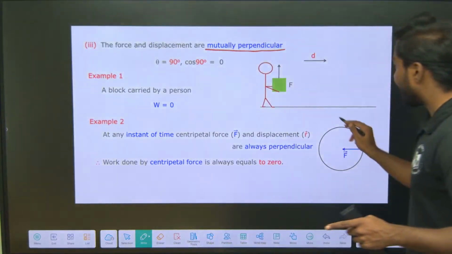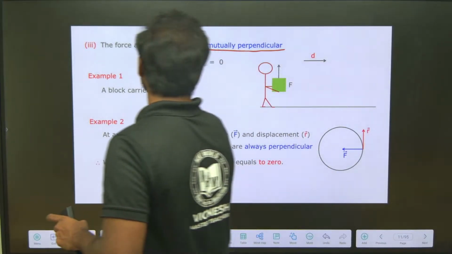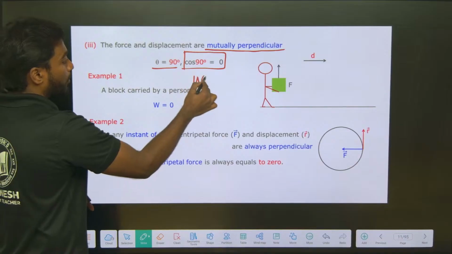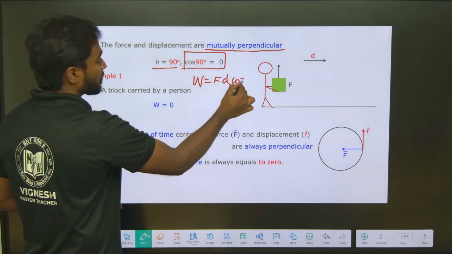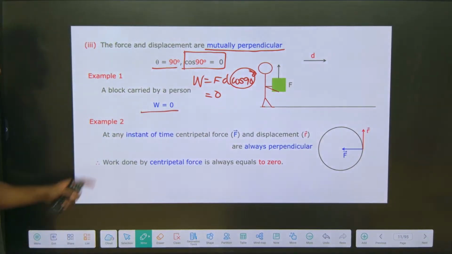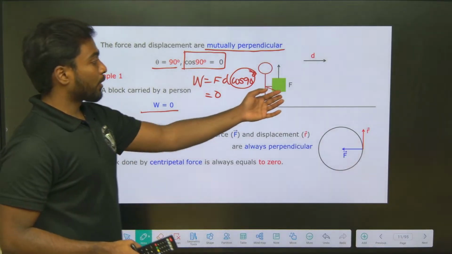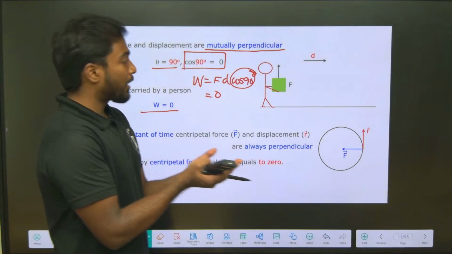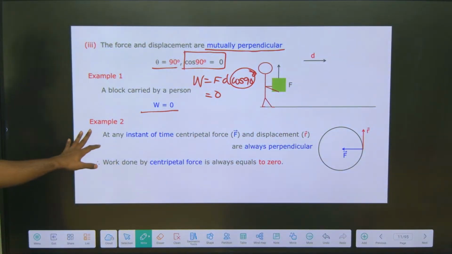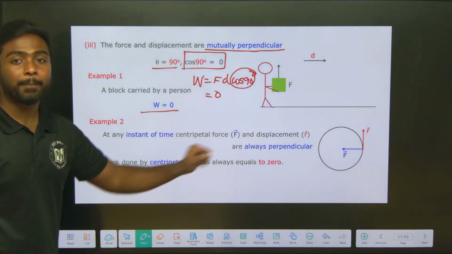I can take an example as a circular path. Okay, before that I will complete here. So theta equals 90 degrees, cos 90 is 0. So W equals F d cos 90 degrees. Cos 90 is 0, so work done will be 0. That's the thing. A block carried by a person. You are applying a force like right now and carrying like this, which means work done is 0. So example 2: at any instant of time, centripetal force and displacement are always perpendicular.